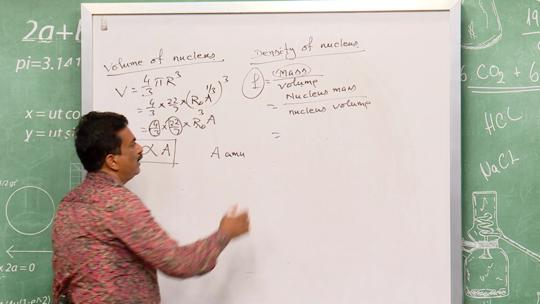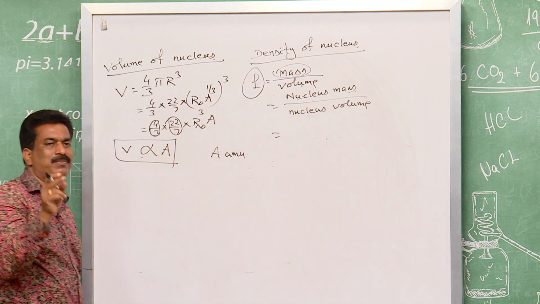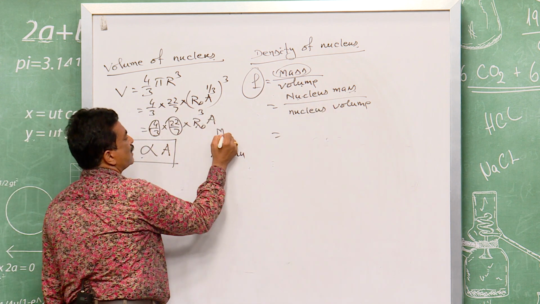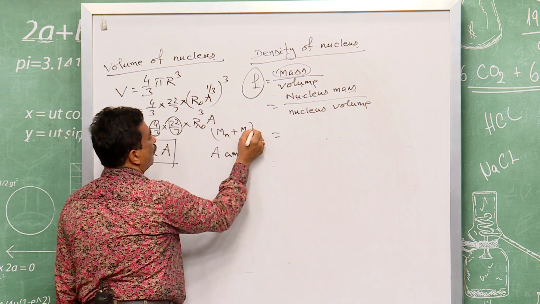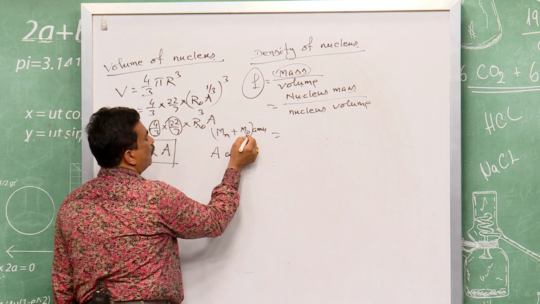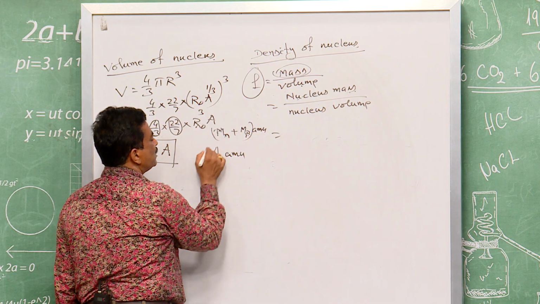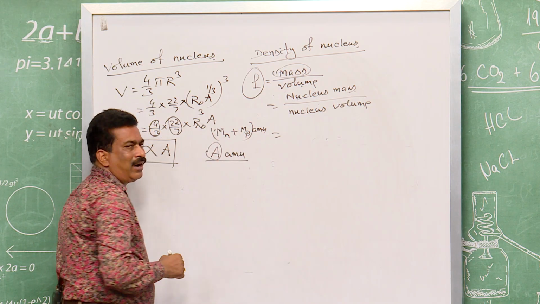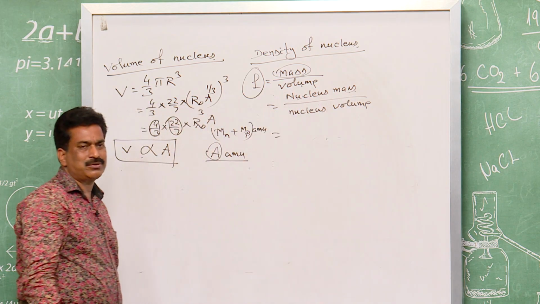Are you clear to my point? Mass of the nucleus. Nucleus mass means the proton mass plus neutron mass. Proton mass Mp into A mu, neutron mass Mn into A mu. So Mn plus Mp is equal to A. So the A mu is equal to the nucleus mass. Are you clear, my students?